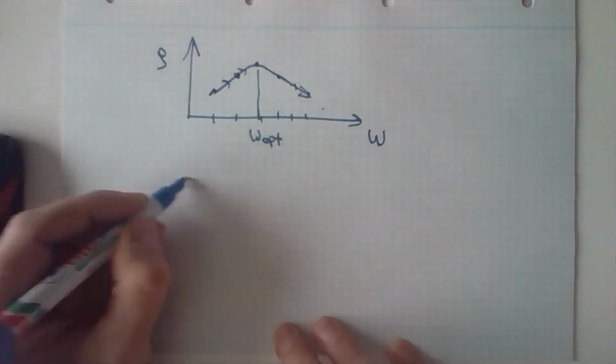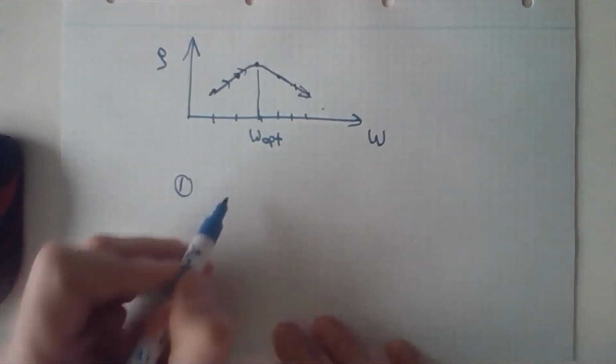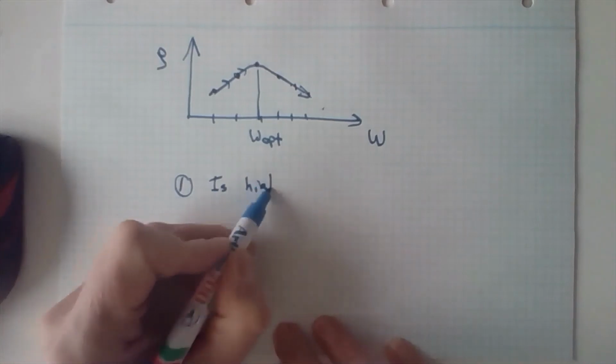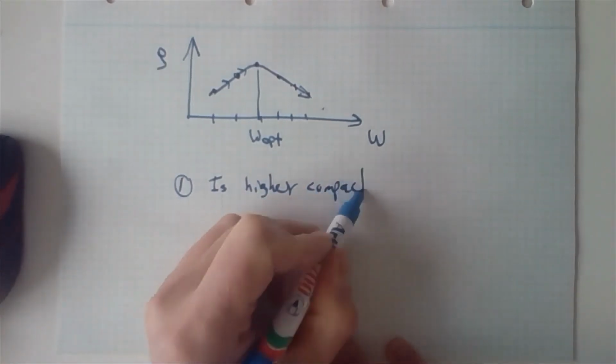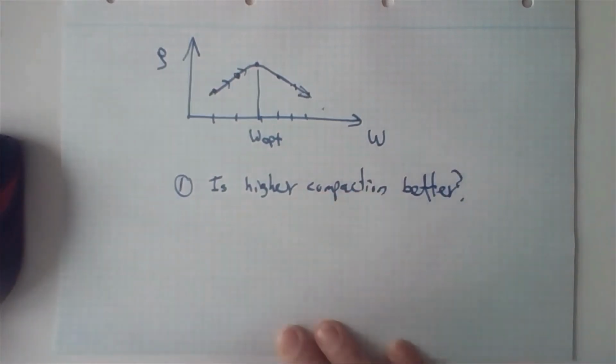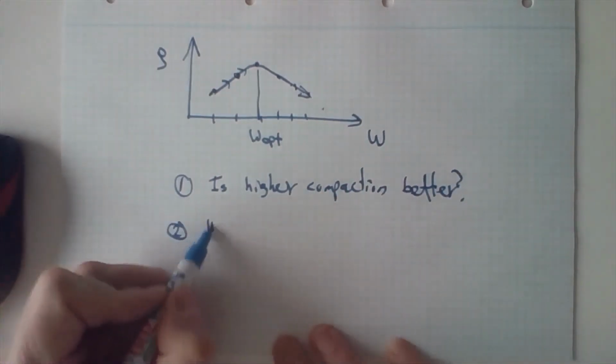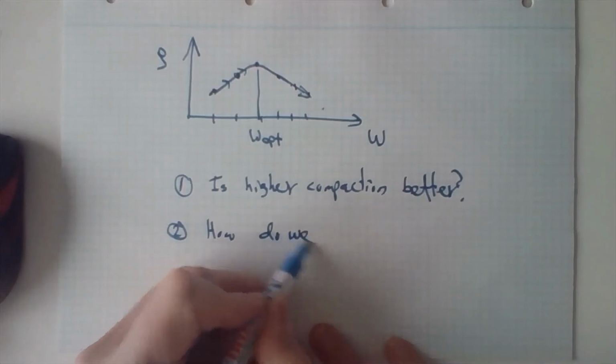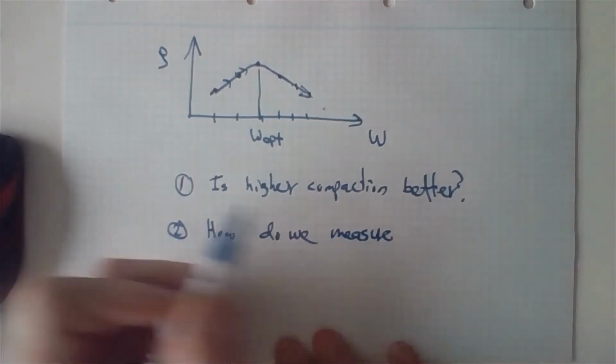I have two questions for you. The first one is: is higher compaction always better? And the second question is, how do we measure compaction?